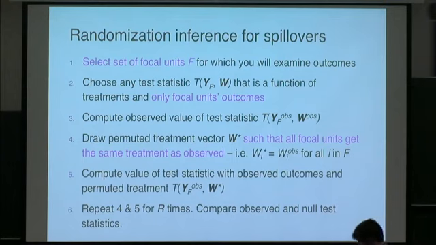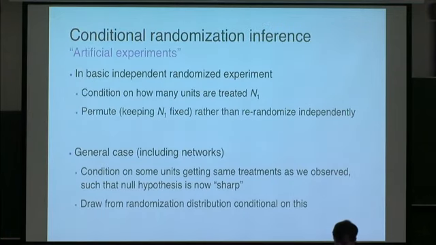And so we repeat the rest of this. Okay, so the general case here is that we condition on some units getting the same treatments as we observed, such that the null hypothesis now becomes sharp. Actually, a more general version of this is that depending on how we specified the level sets for these potential outcome functions, we just need it to be the case that we condition on the people being in the same level set that they were in the observed data. And then we draw from the randomization distribution.